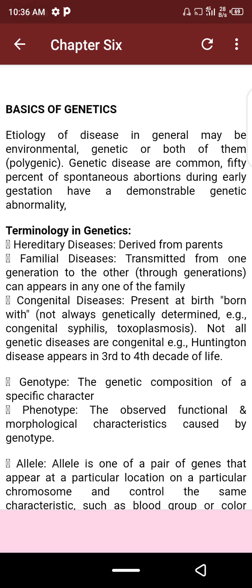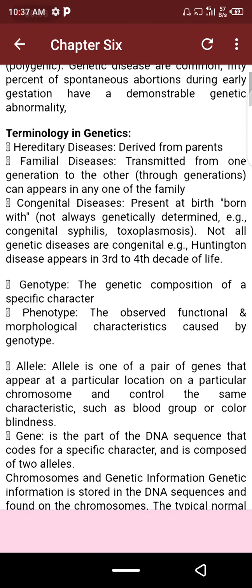In today's lecture, we will discuss genetics and the basics of genetics. So, first of all, we are coming to discuss basics of genetics. Etiology of a disease in general may be environmental, genetic, or both of them. Fully genetic diseases are common. 50% of spontaneous abortions during early gestation have demonstrable genetic abnormalities.